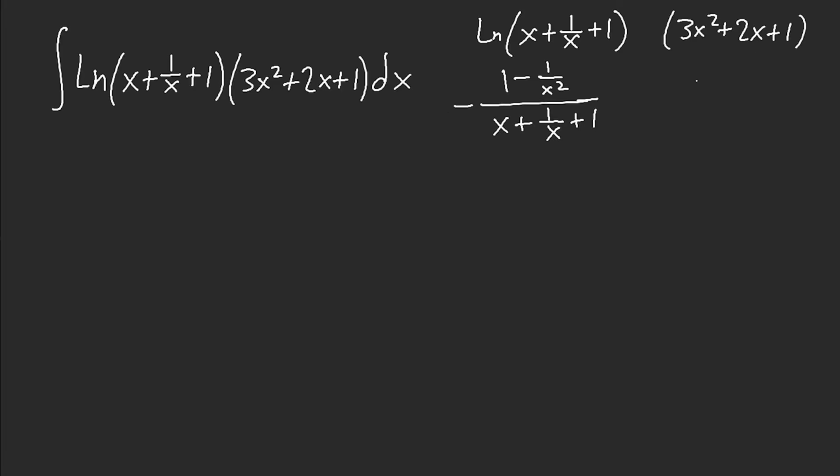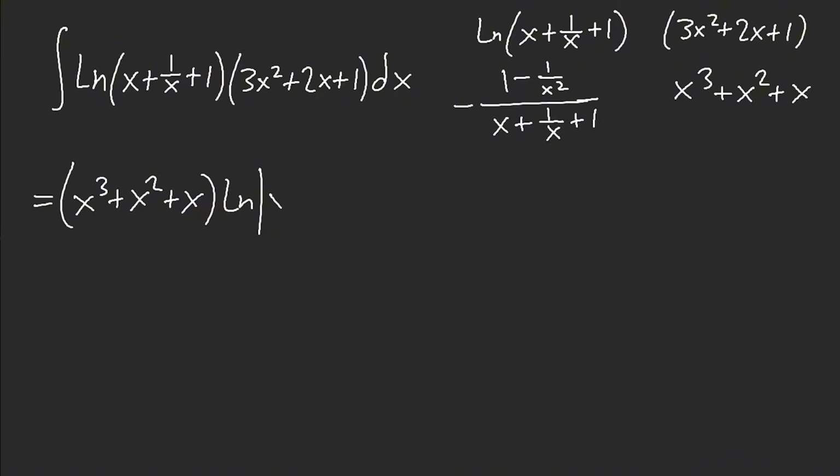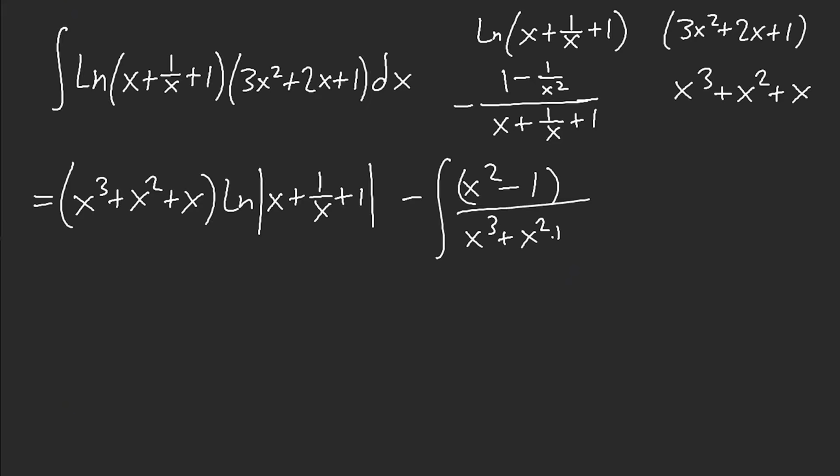Don't forget minus here. And then this is x cubed plus x squared plus x. Oh, would you look at this? Watch this. Well, first of all, x cubed plus x squared plus x, then ln of (x plus 1) over (x plus 1), and then minus, and then here we can multiply x squared top and bottom. This is going to be x squared minus 1. This is going to be x cubed plus x squared plus x. Then this and this are going to cancel each other out. How beautiful.